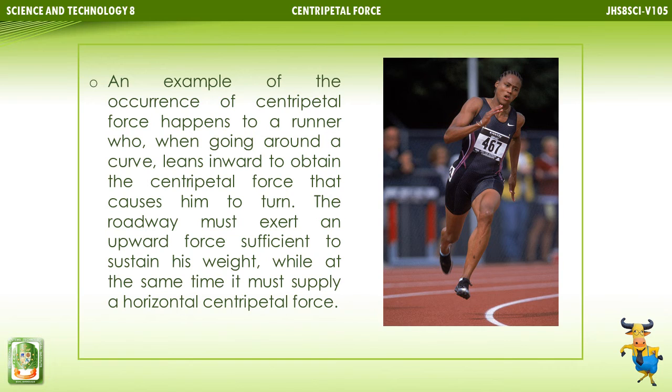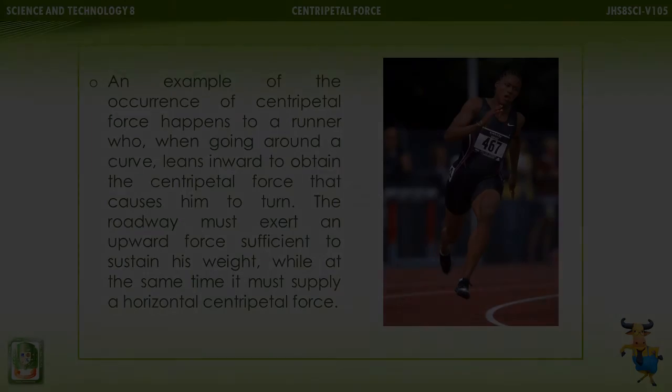An example of the occurrence of centripetal force happens to a runner who, when going around a curve, leans inward to obtain the centripetal force that causes him to turn. The roadway must exert an upward force sufficient to sustain his weight, while at the same time, it must supply a horizontal centripetal force.